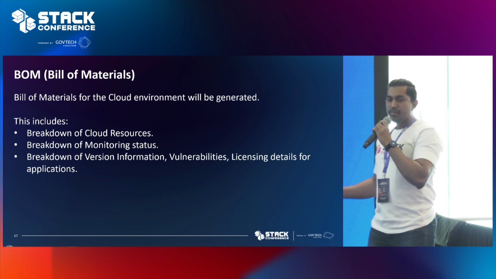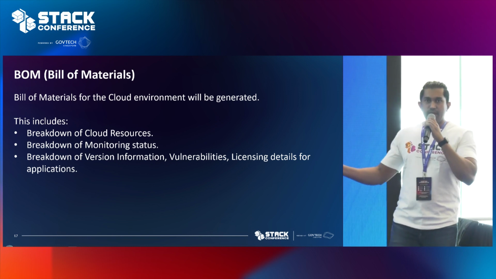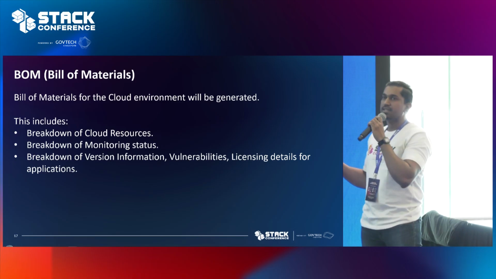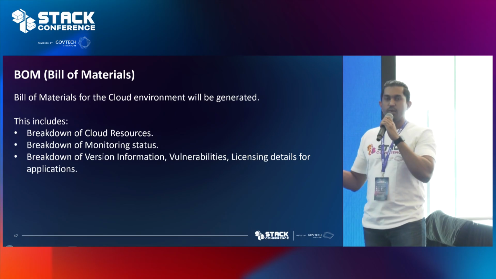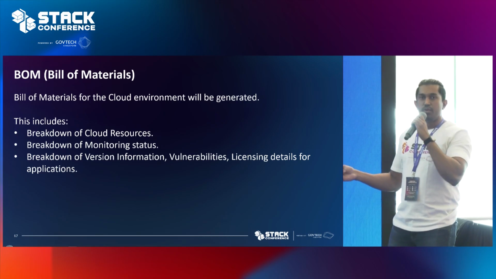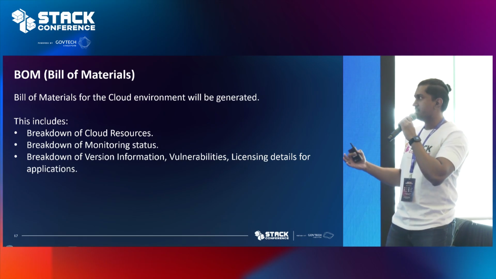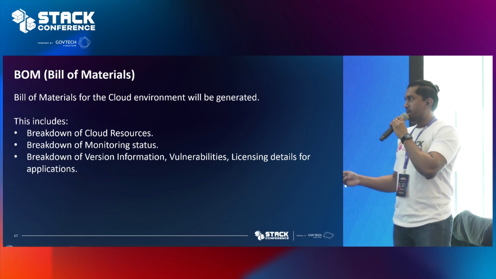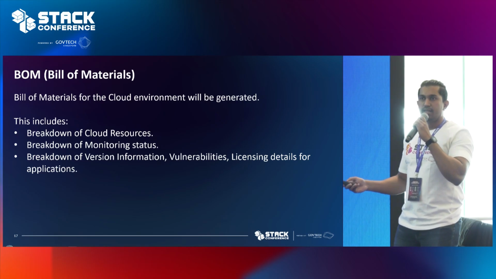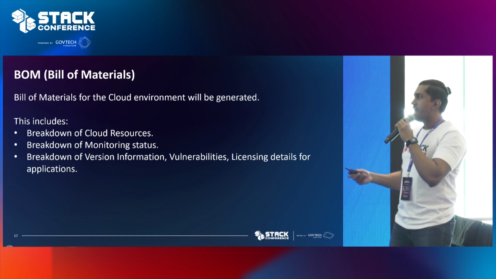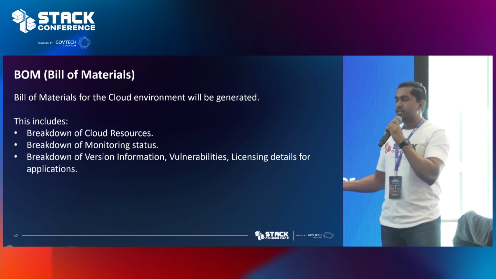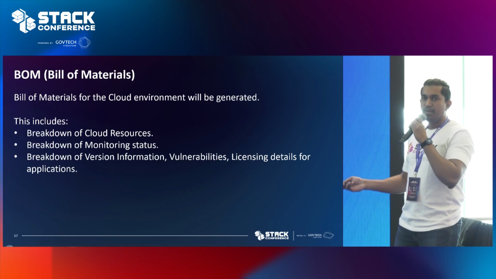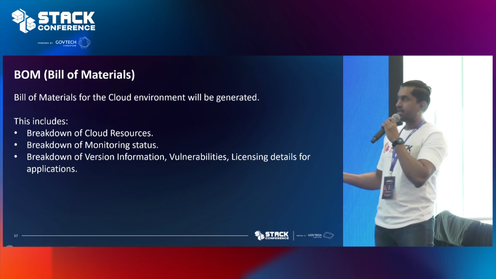Okay, so let's focus on bill of materials. What is a bill of materials? It's a complete inventory of all the resources you have. So in addition to generating the configuration file to deploy Elastic agent, we check all the resources in your cloud environment, and we create a breakdown of cloud resources like EC2 instances, Lambda functions, or ECS, all those kinds of resources, and we do a breakdown by monitoring status, whether these resources are being monitored or not. And we also compile a list of version information for the applications running in EC2 and Lambda, and list out vulnerabilities as well, and also licensing details.